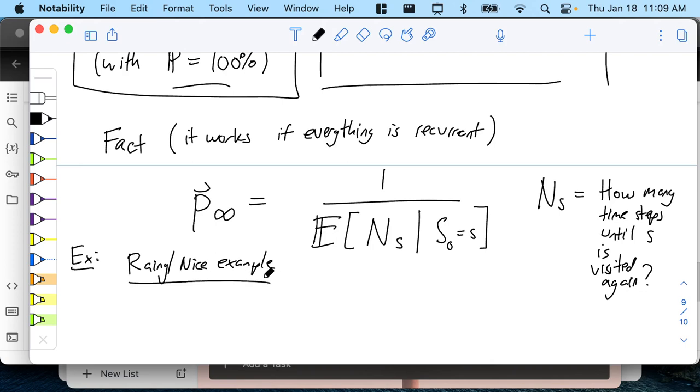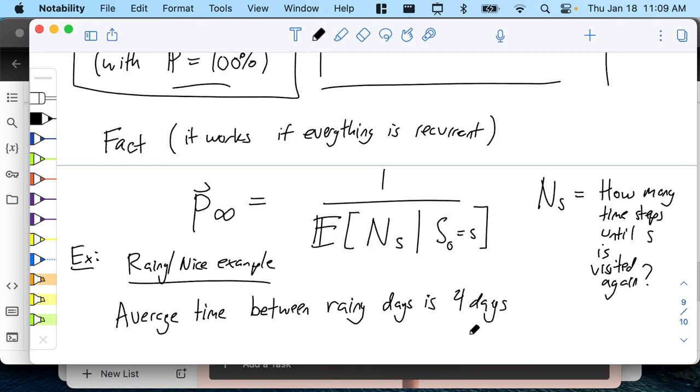And so in the rainy, nice example, the average time, I think you could even say between rainy days is 4 days. And 4 was equal to 1 divided by 25%. That's how we got it. So if today is a rainy day, the number of days until the next rainy day is, on average, 4.